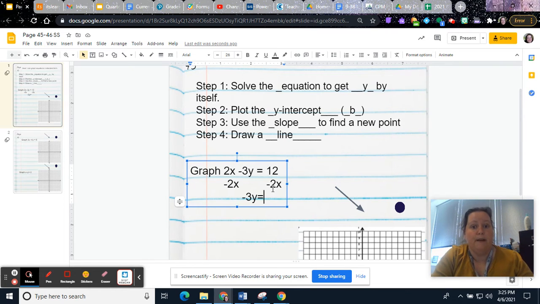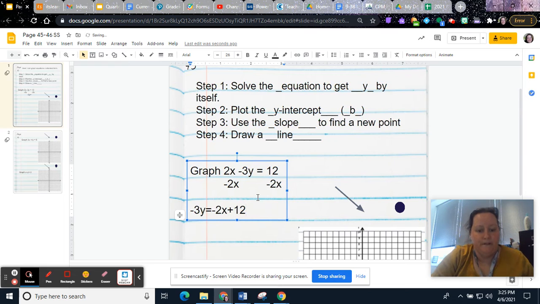Since we like the y equals mx plus b, we like the mx to be first. I'm going to write the negative 2x first plus 12. Then I'm going to scoot that over a little bit. There we go. Now we have negative 3y equals negative 2x plus 12. That says a negative 3 times y. So the opposite of times is to divide. So you're going to divide this side by negative 3 and this side by negative 3.